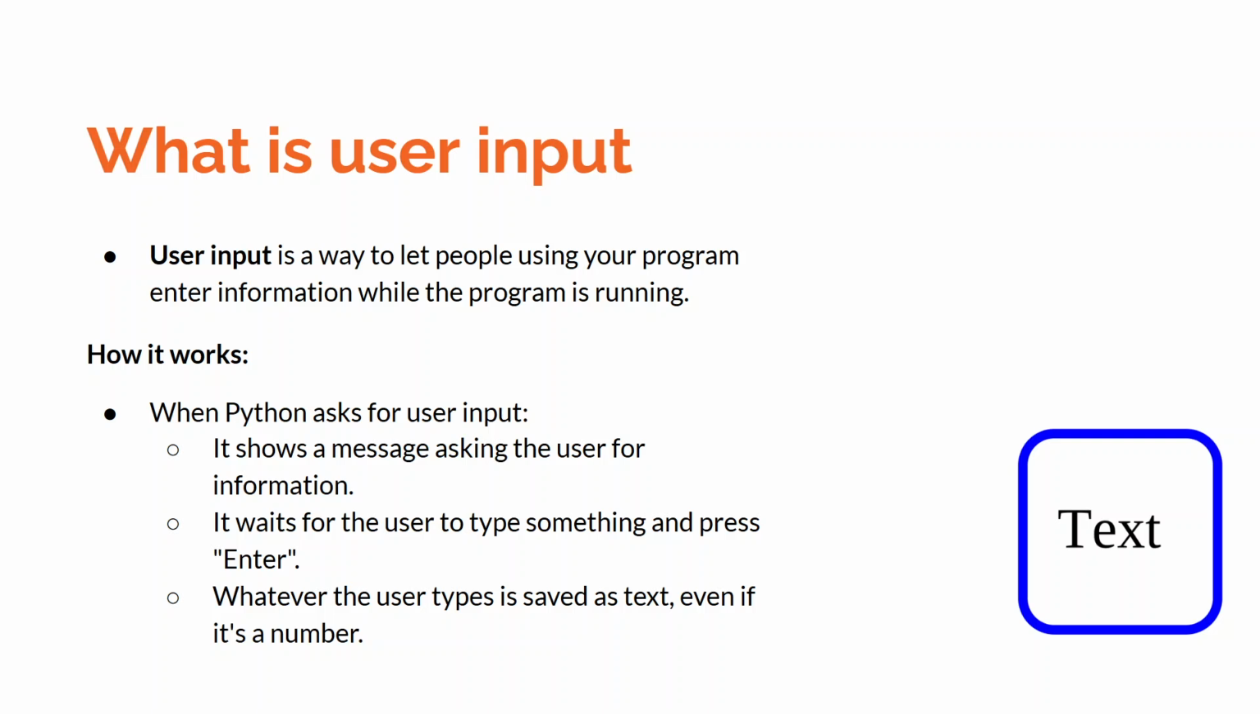How it works. When Python asks for a user input, it shows a message asking the user for specific information. It waits for the user to type something, and then it waits for the user to press enter. No matter whatever the user types, it just saves the text, even if it is a number.